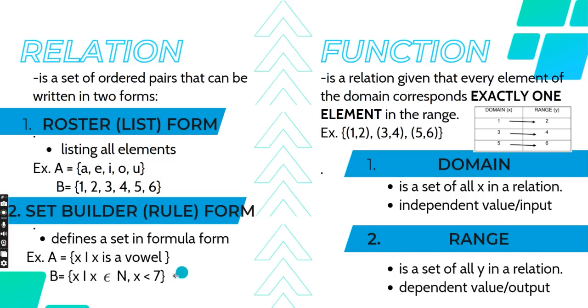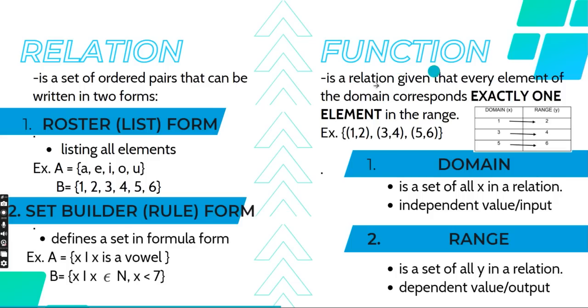Another example, set B here in the set builder rule form. B is the set of x such that x is an element of natural numbers. Natural numbers are the counting numbers starting from 1 up to positive infinity, such that x is less than 7. So the counting numbers less than 7 are 1, 2, 3, 4, 5, and 6. So that's set B in the list form. So the difference in list is you need to list all the elements. And for the rule form, you have to define a set in formula form.